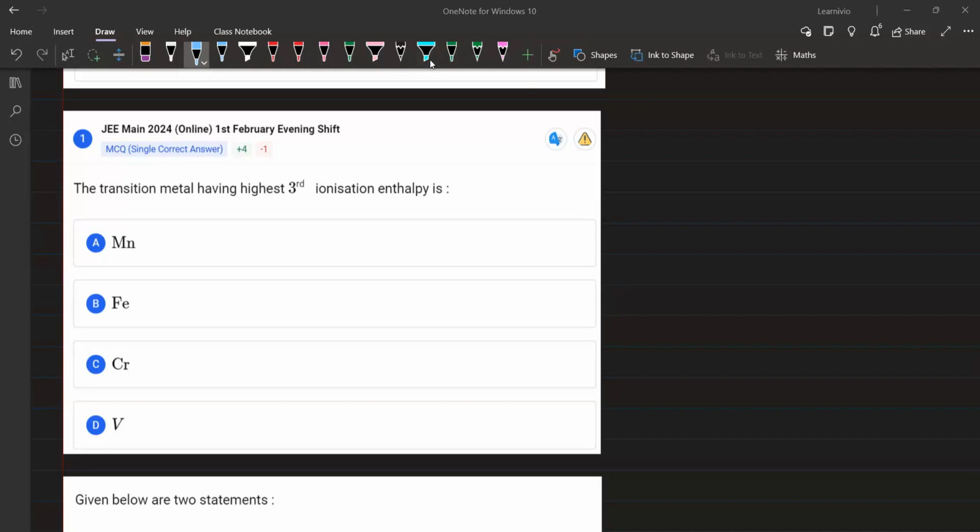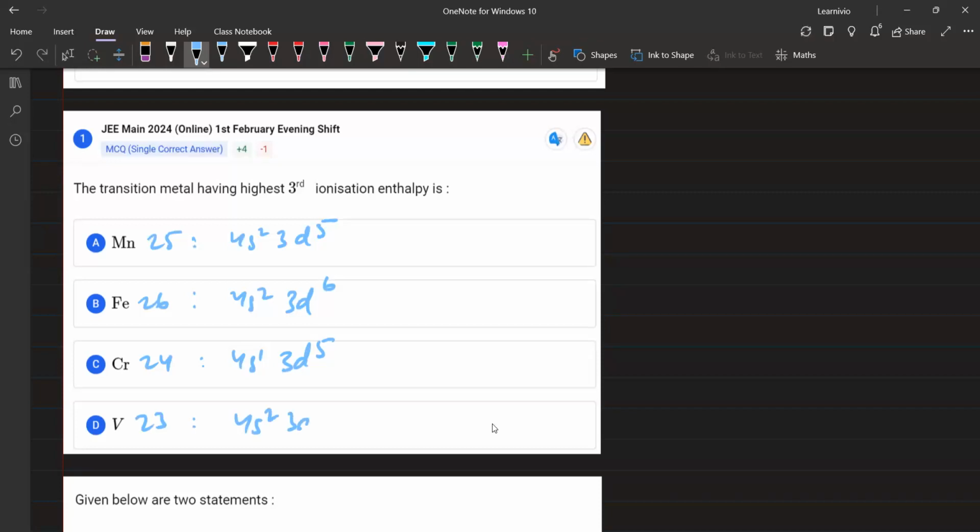See, you guys, you have to look at the electronic configuration. Manganese is 25, this is 26, this is 24, and vanadium is 23. So this will be 4s2 3d5. This will be 4s2 3d6. This will be 4s1 3d5, and this will be 4s2 3d3.